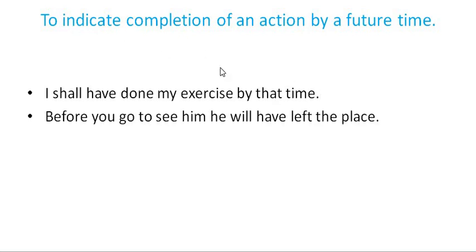So when you want to say that some action will be over at a certain moment of time, you use this future perfect tense. Perfect tense is used for completion of an action. If it is present perfect, completed in the present moment. Past perfect, completed in the past, and future perfect, it will be completed in the future. So this perfect tense tells about completion of an action at a certain moment in future.